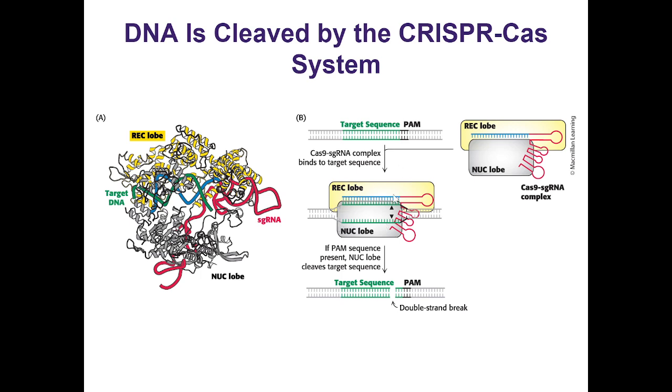That DNA is actually going to be cleaved right here. So if the PAM sequence is present, the nuc lobe is going to cleave your target sequence. It'll cleave it somewhere in the target sequence, usually a little bit off the PAM. And then right here's your PAM. Now it does need the PAM to be present to do this cleavage. See, the PAM actually is right here. And notice again, unlike the previous restriction enzymes we had talked about, this does not break it in sticky ends. This breaks it straight across. It cuts both strands.